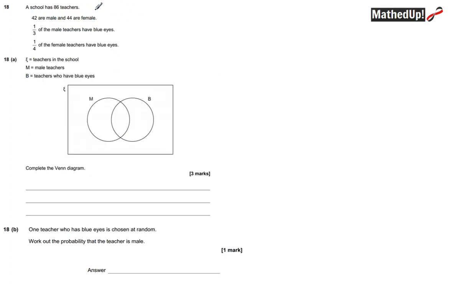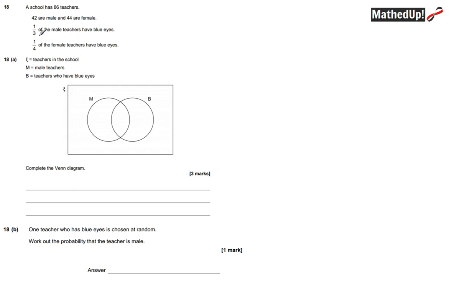Question 18. A school has 86 teachers. 42 are male and 44 are female. 1/3 of the male teachers have blue eyes. 1/4 of the female teachers have blue eyes. And we've got the universal set that's going to be the teachers in the school. We've got M, which is going to be equal to the male teachers, and B, which is going to be equal to the teachers who have blue eyes. And we need to complete the Venn diagram.